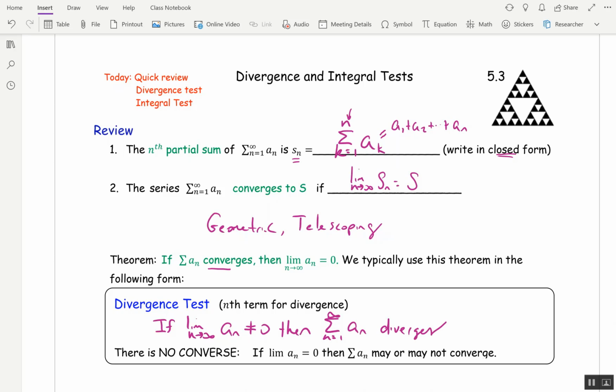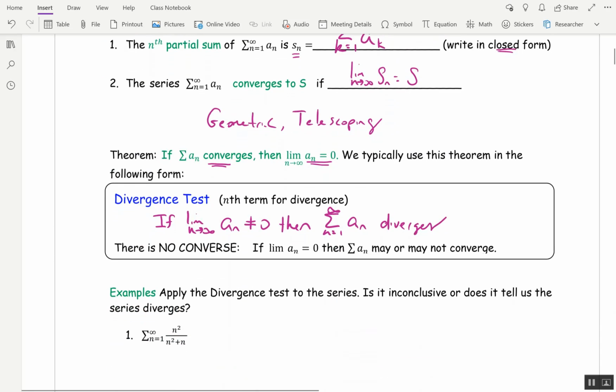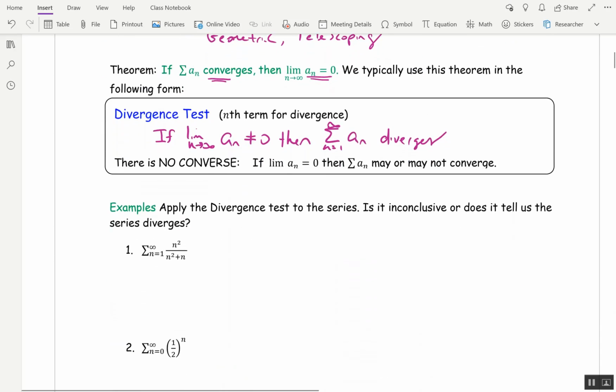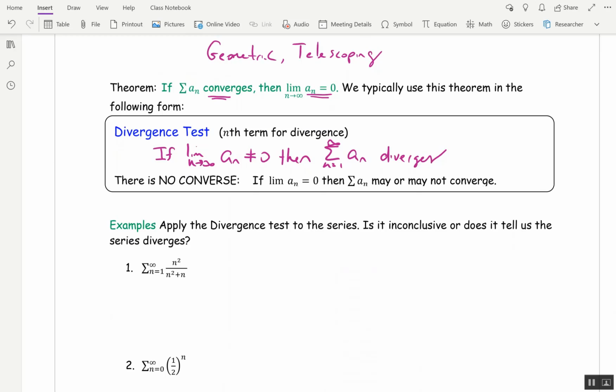Because if it converges, then the limit of the terms is 0. So if the limit of the terms isn't 0, the series must diverge. And there's no converse. If the limit of the terms is 0, you don't know anything about the series. It may converge, it might not.